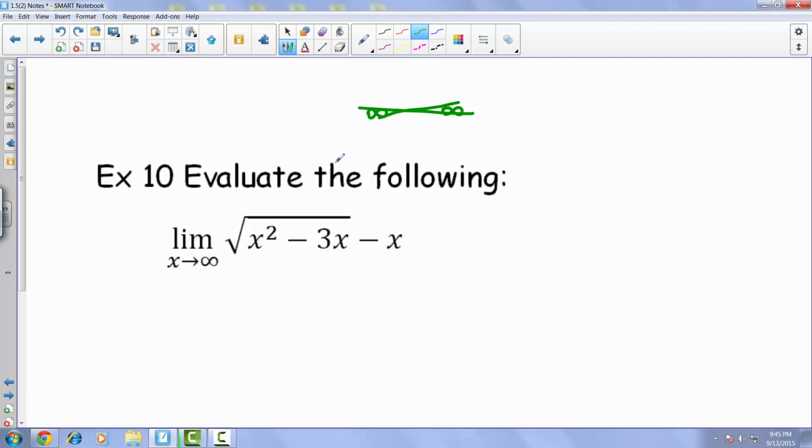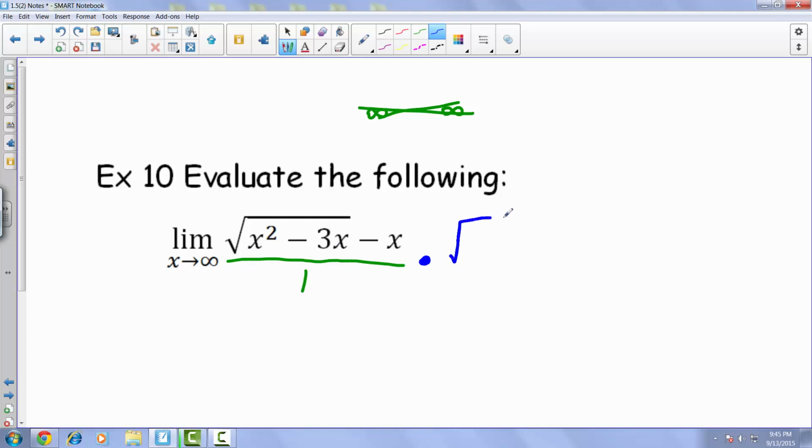Now, another opportunity is to use algebra. So we know that this entire thing is really the same thing as saying the same thing over 1. And what we're going to do is multiply the conjugate on top and bottom.